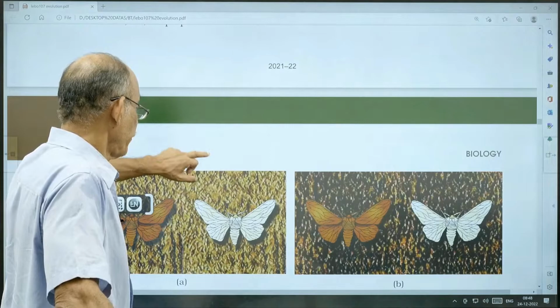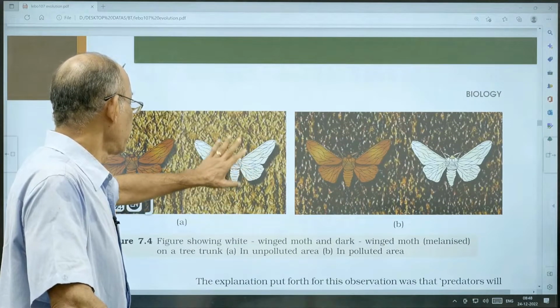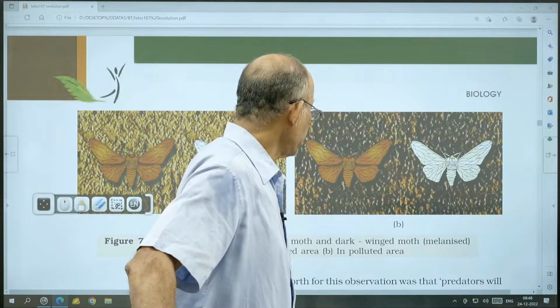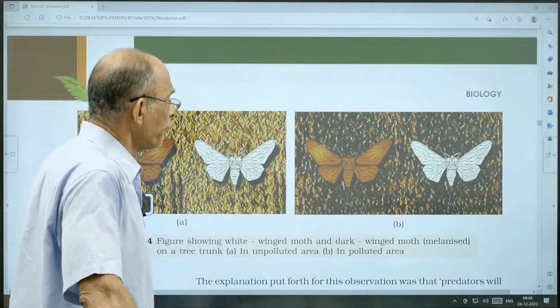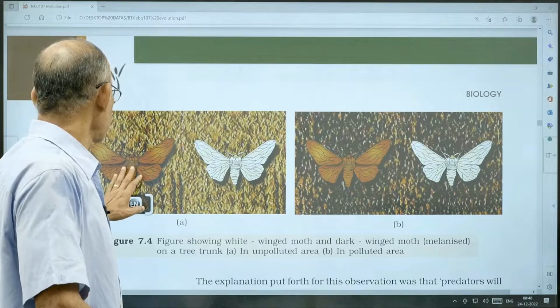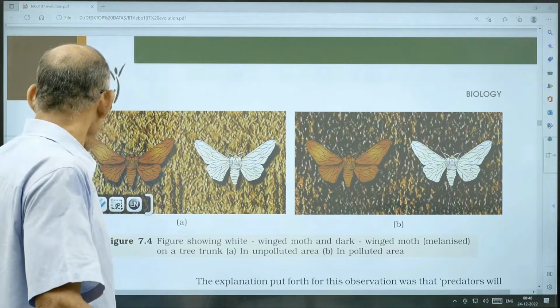Then these are the two varieties. Here, the peppered variety is easily noted. Here, the white variety is easily noted. Then this forms a camouflage like this. Here the black, peppered variety is easily noted, where this forms a sort of camouflage.